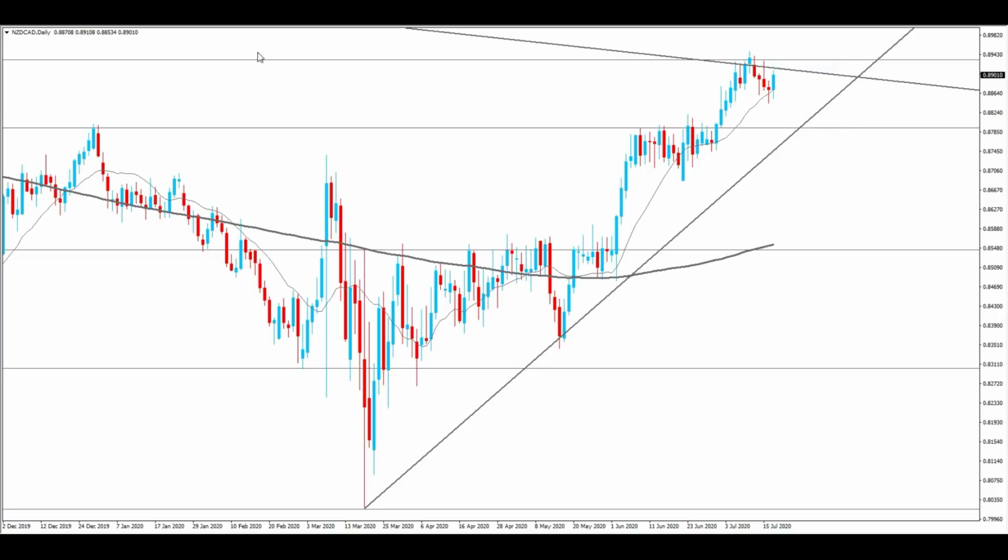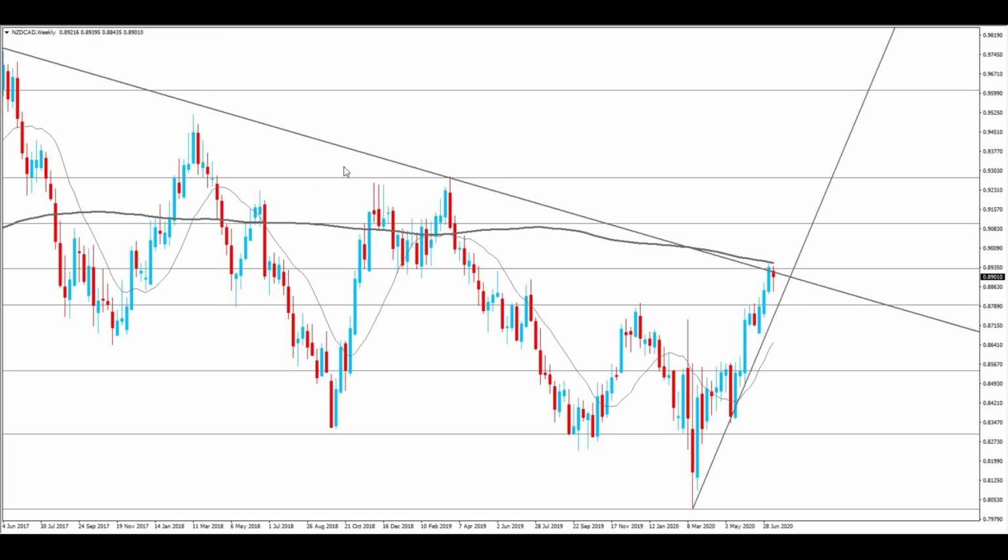There's no clear strong move to the downside yet, so the overall trend is still up. So we need to see that big push before we know that the weekly trend line has held, and we could be looking for a new downtrend, potentially hitting these lows here, or creating that new low with that downtrend.